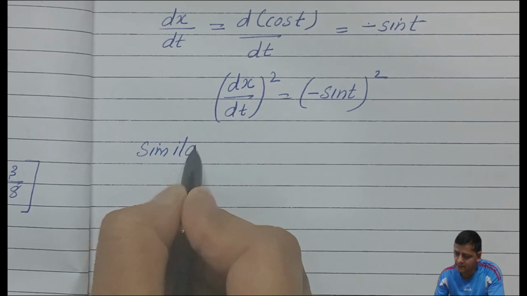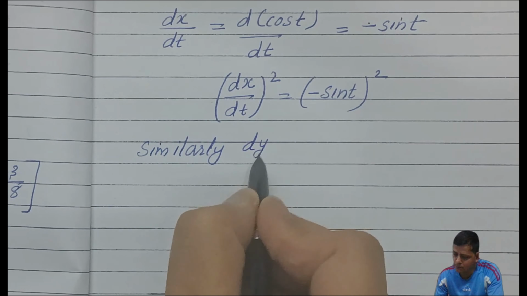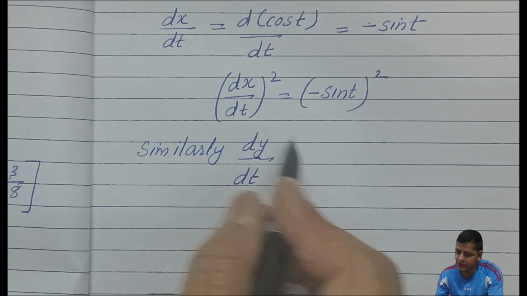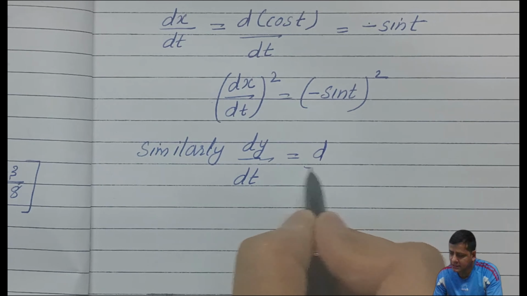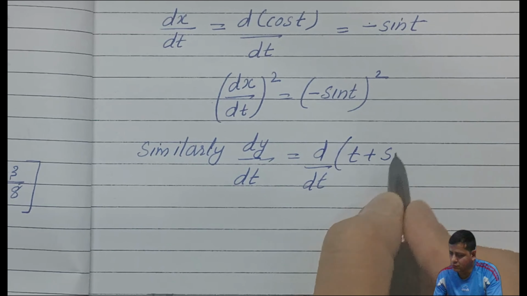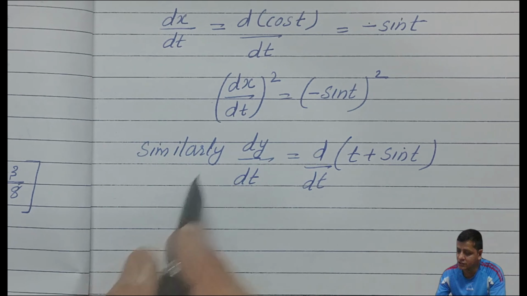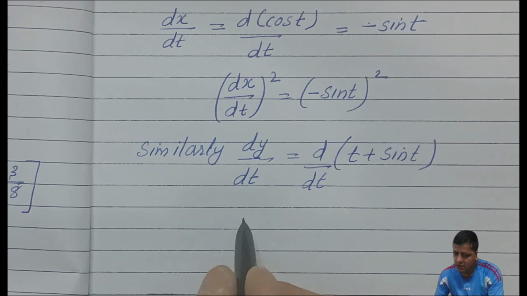Similarly, same thing what we did now, we get dy by dt. We know that y is equal to t plus sin t, it was given earlier. So we write dy by dt is equal to d by dt of t plus sin t. That was the question. We already differentiated for x, now we are differentiating for y.